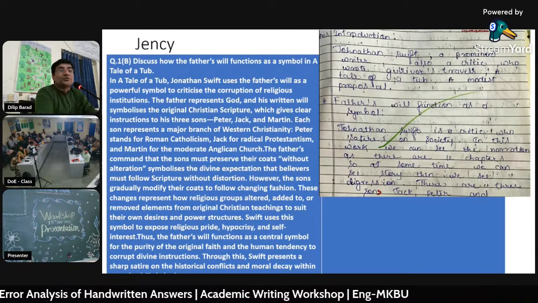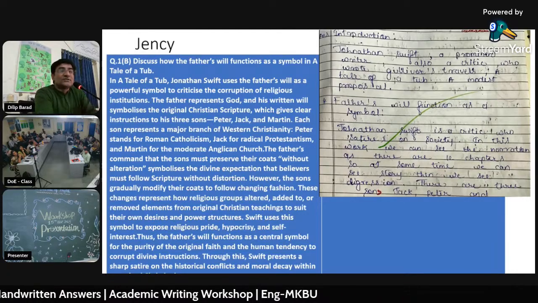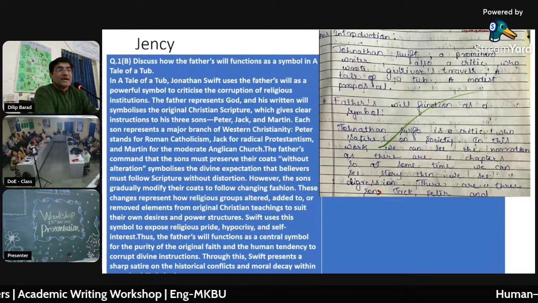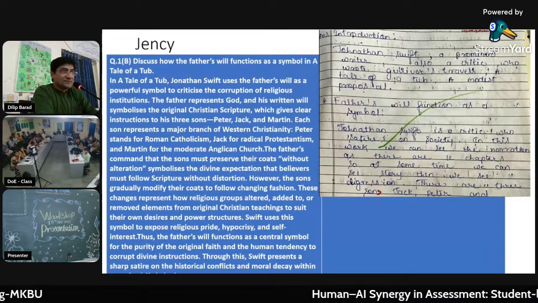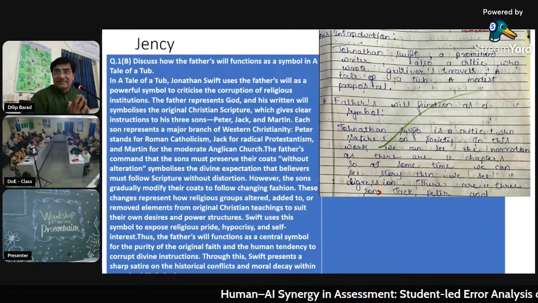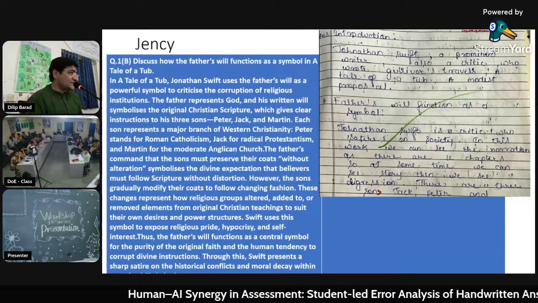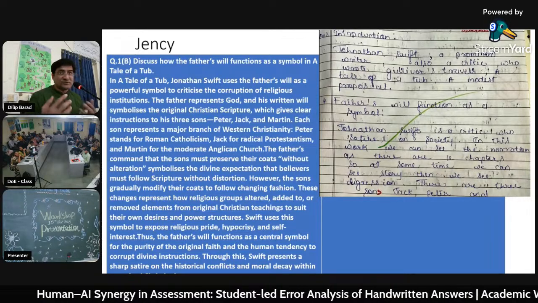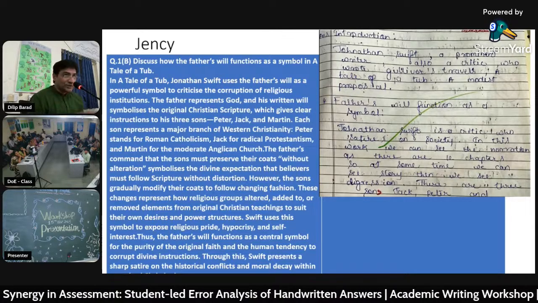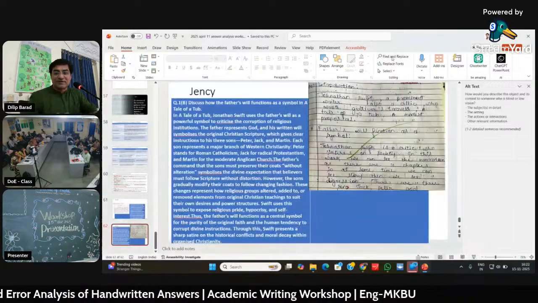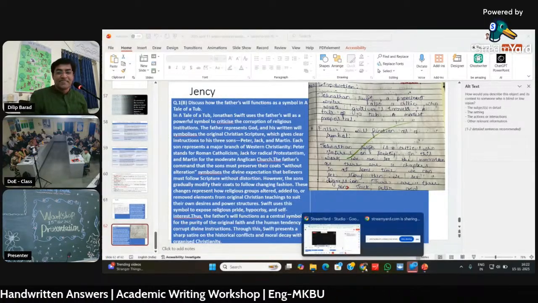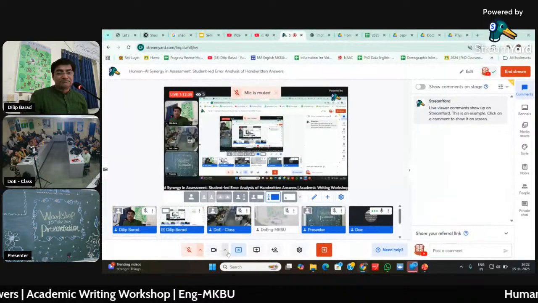In A Tale of a Tub, there is a comma, then Jonathan Swift uses the father's will as a powerful symbol to criticize the corruption of religious institutions. So this gives you exactly an idea of how you are writing and how it should be written. This was the second part, which all the groups have missed also.